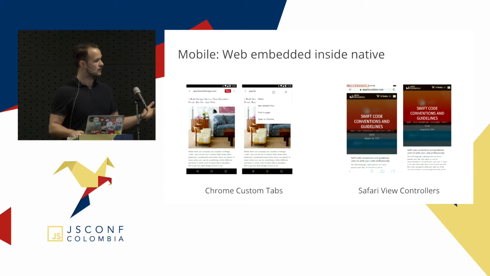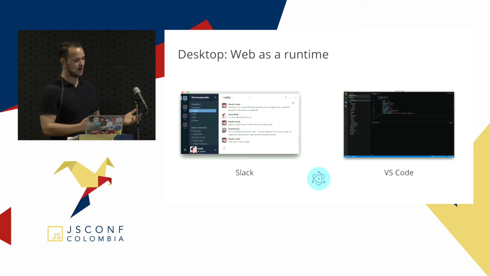We're seeing the same on iOS with Safari View Controller, where you can basically embed Safari in a more intelligent way inside your native shell. And on the desktop, we're also seeing the web being used as a runtime. Some of you are probably using Slack, that's an Electron app. Our new editor we're shipping cross-platform is just a web application shipped inside an Electron shell. It's just a runtime.